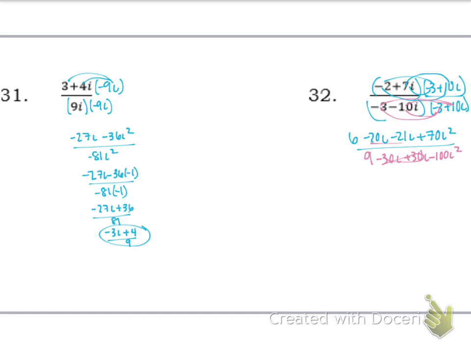These cancel. We can combine my regular i's and change my i squareds to negative 1. So 6 minus 41i minus 70, because it'll change to a negative 1 times a positive 70. My bottom will be 9 plus 100 once I change that i squared. So I get negative 64 minus 41i all over 109.